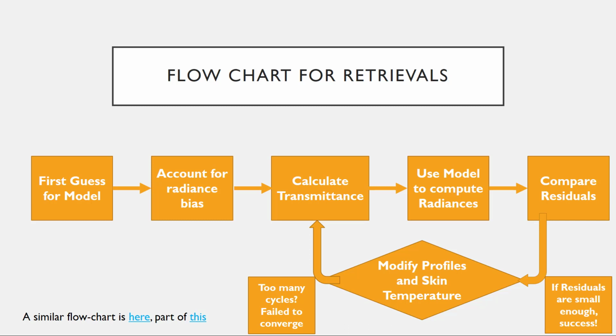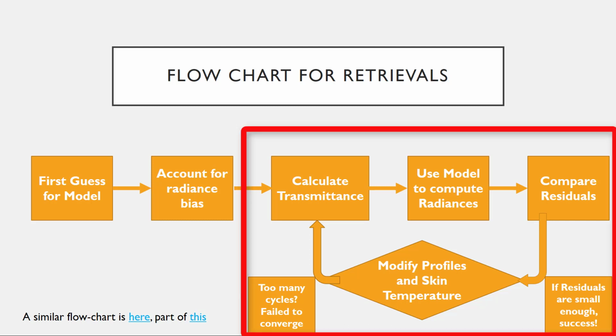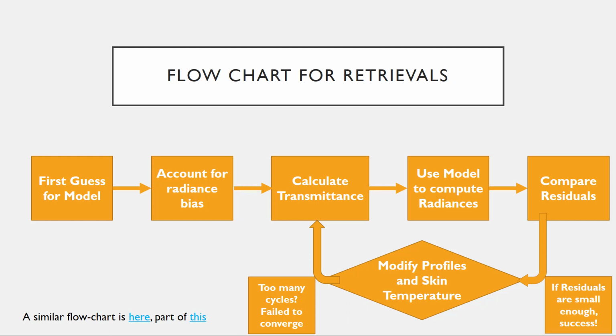If the residuals are small enough, you've succeeded, but if they're not, you modify the profiles, you modify the skin temperatures, you use, again, the radiative transfer model to compute the transmittance, and then you compare it again to the observations. So you're in this cycling part here for some number of cycles that are predetermined, or until you get success.